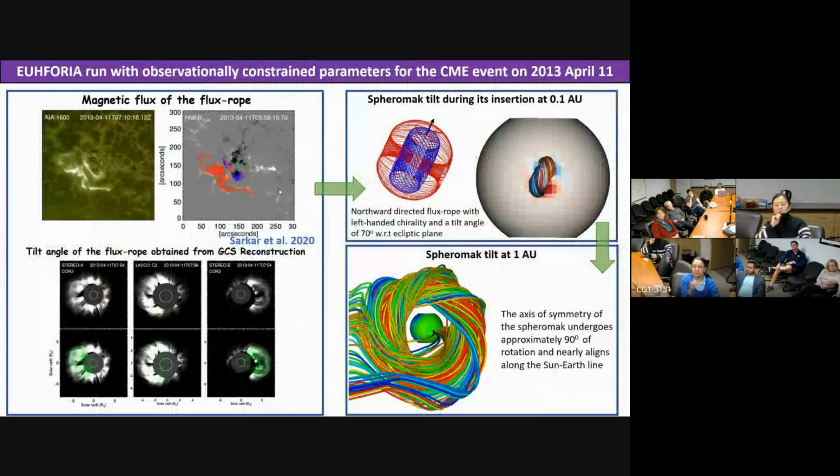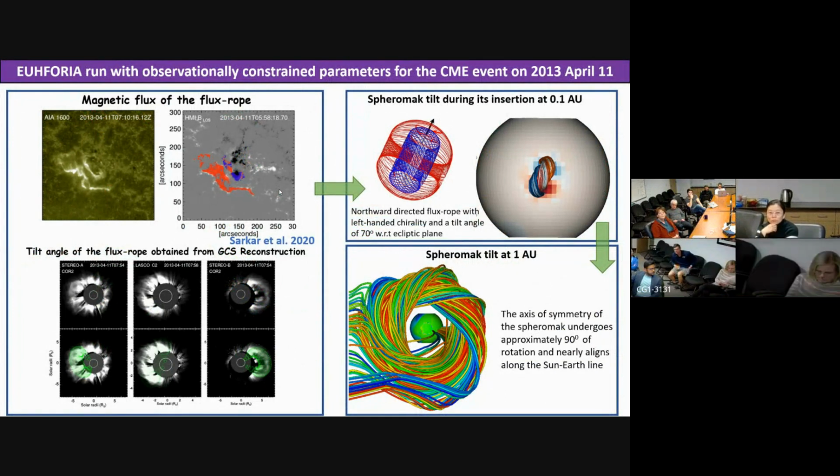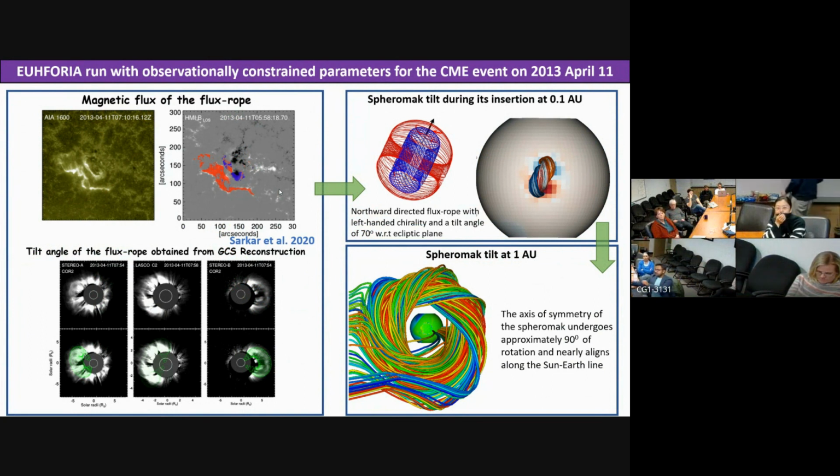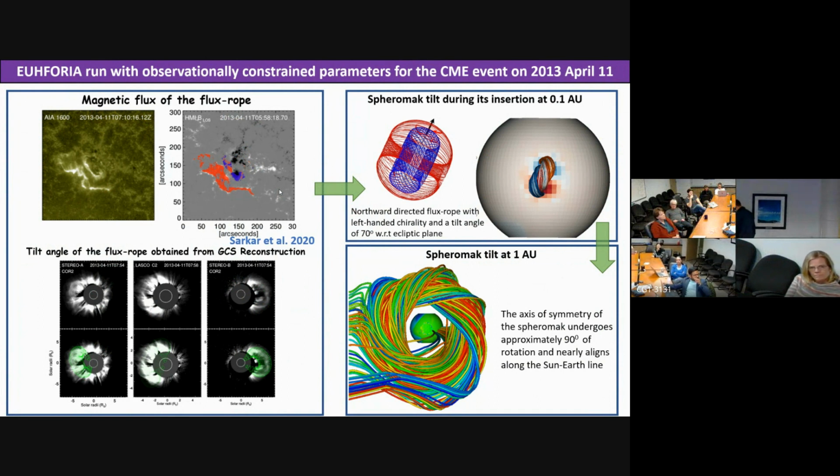When we launch the spheromag, the symmetry axis of the spheromag is mostly perpendicular to the radial direction. But the background magnetic field is purely radial. So there is almost a 90-degree mismatch in the angle. Then this symmetry axis tries to align with the background magnetic field. That's why it is showing this rotation. That's the interaction between the spheromag and the background magnetic field.